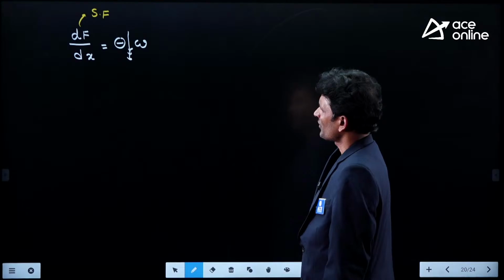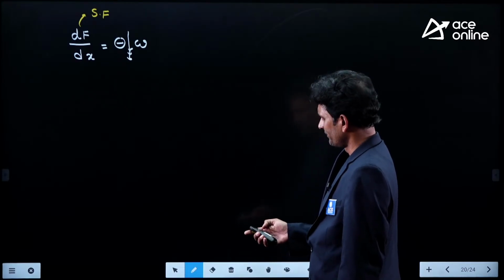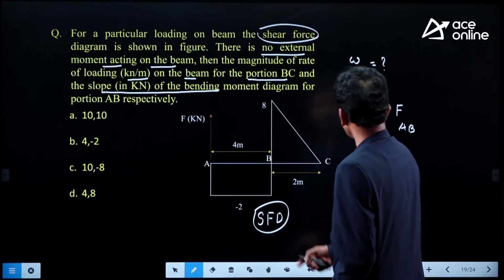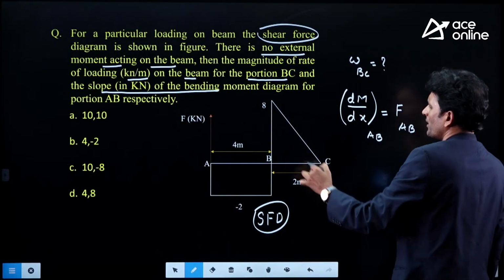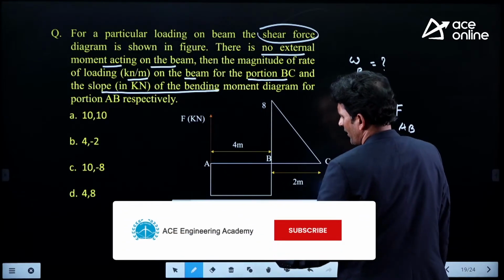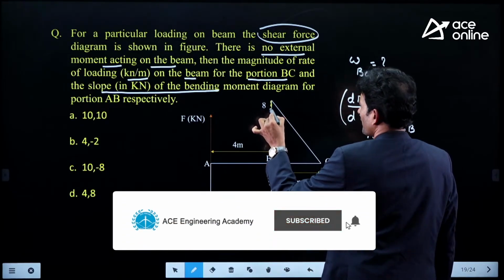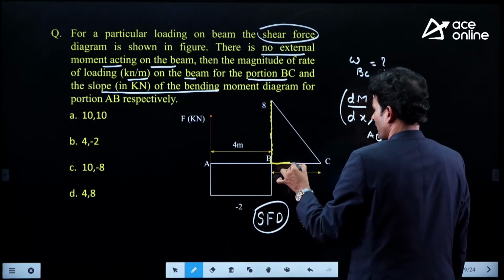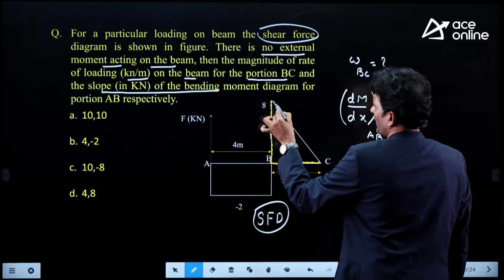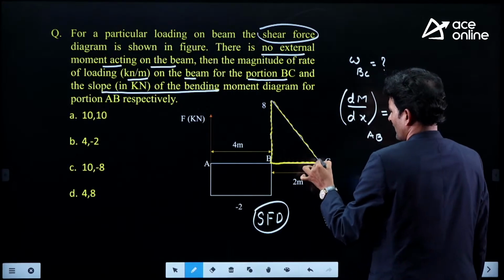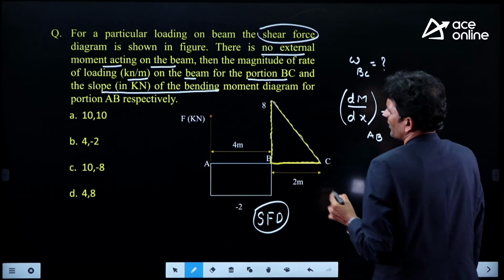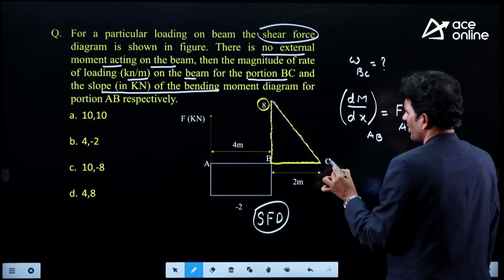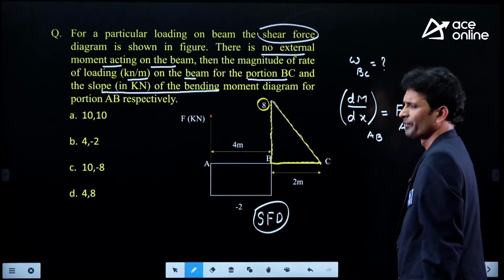Now let's observe this. If I apply that relation for portion BC, because we require the rate of loading in part BC, this is the part you can consider. What is the shear force available at B? 8 units. What is the shear force available at C? 0 units we are having.